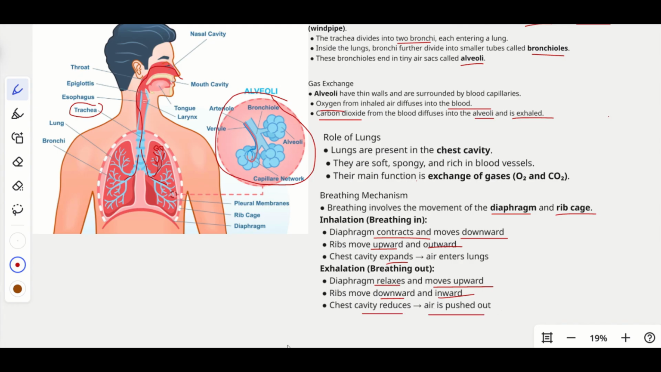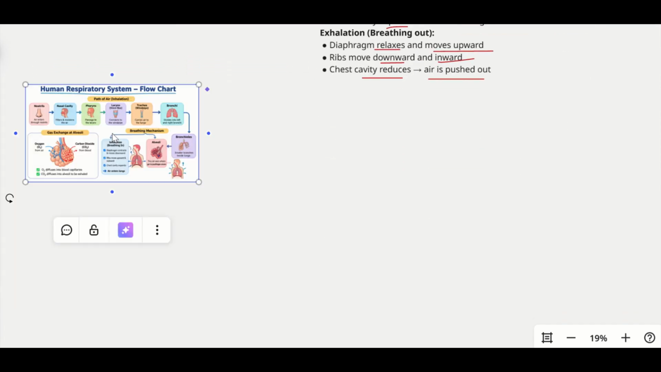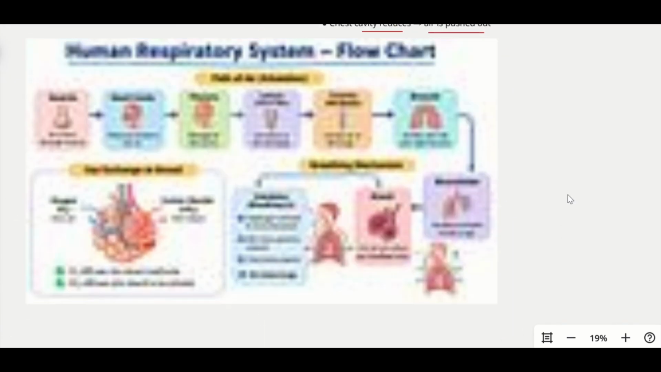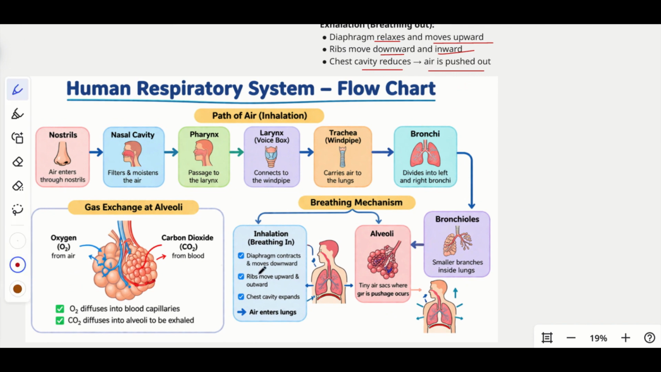Okay. So we can revise it with the help of a flow chart, right? That will be easier. So I'll share one flow chart with you. So let's take a look at that as well. Okay, just check this flow chart. Everything is there. Okay. So as you can see here, the human respiratory system, right?